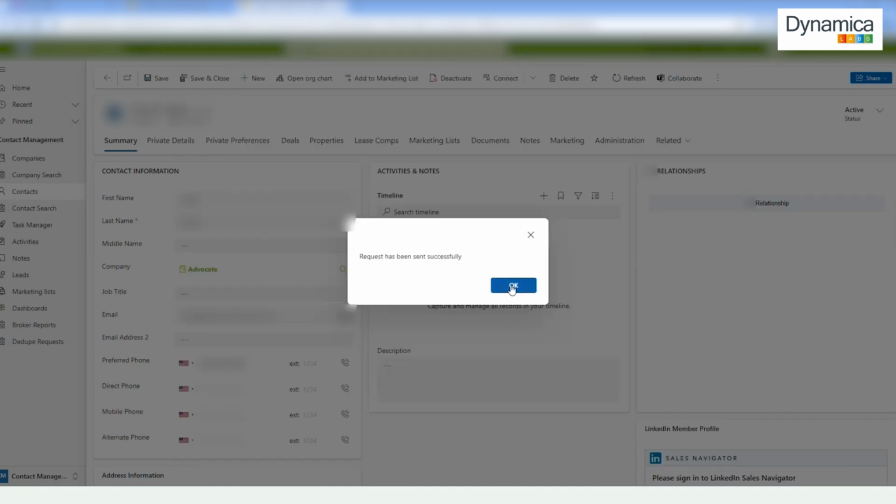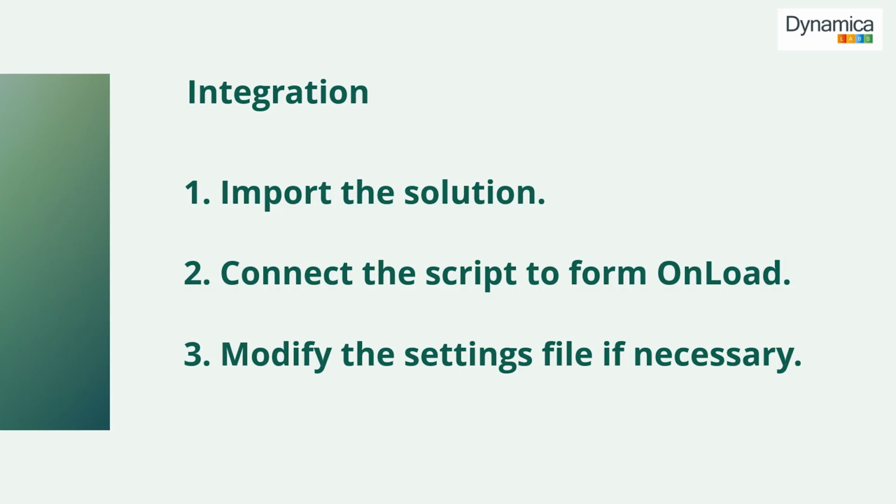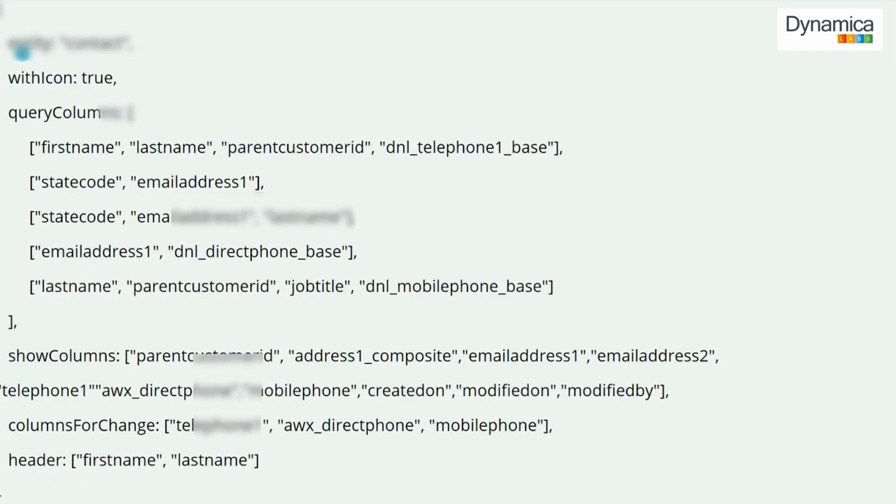Now, I want to share with you a bit about integrating this control into other projects. Integrating here is quite straightforward. All we need is to import our solution, connect the script on forms onload, and, if necessary, change the settings file. The settings file looks like this. We are specifying the entity we will work with. We are indicating whether we need to display an icon with initials.